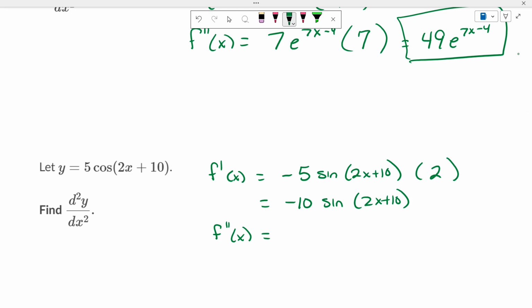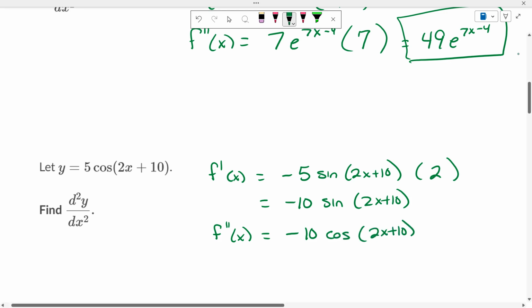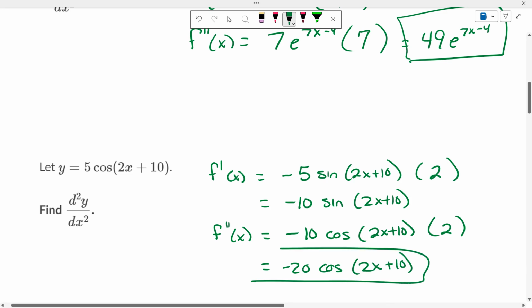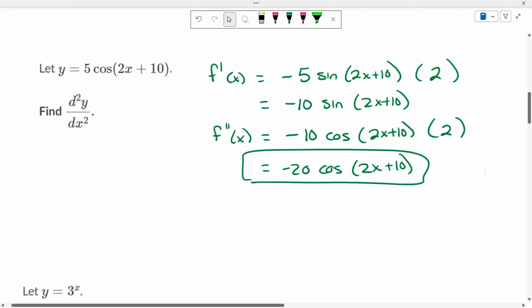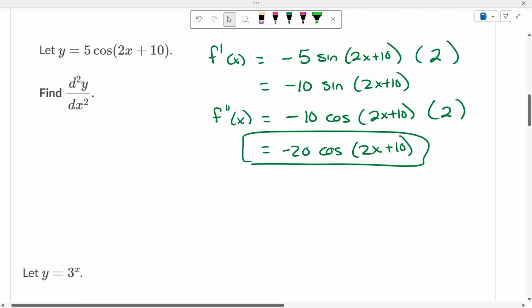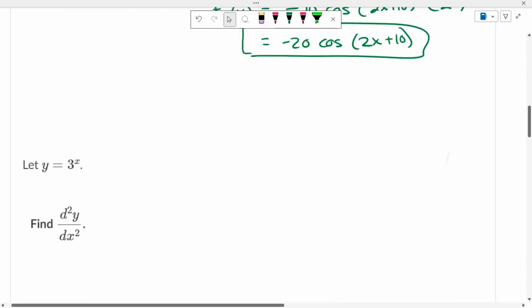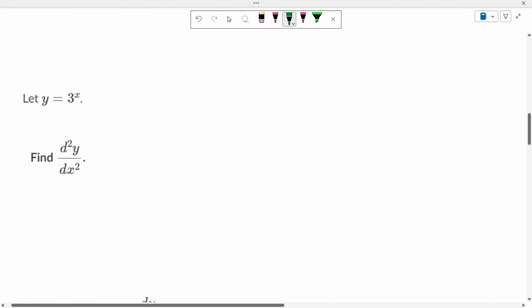Now, what's the second derivative of that? Negative 10 cosine 2x plus 10 times 2, or negative 20 cosine of 2x plus 10. So this isn't too bad, is it? Okay, what's the first derivative of 3 to the x?